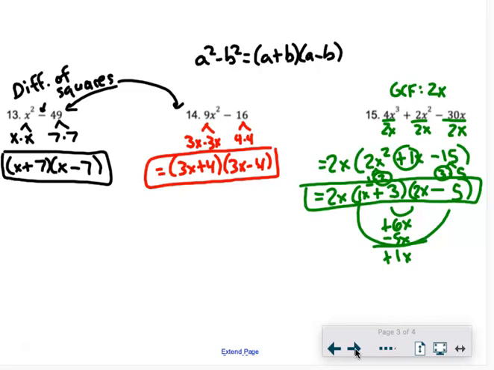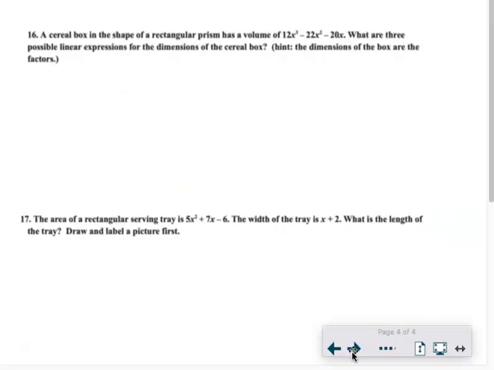All right, and then all that's left are some word problems. However, the word problems are just the same as the non-word problems. All we need to do is factor. So number 16, a cereal box in the shape of a rectangular prism. That just means a 3D box. It's just a box. Has a volume of 12x to the third minus 22x squared minus 20x. It says, what are the 3 possible linear expressions for the dimensions of the box? And then it says, hint, the dimensions of the box are the factors. So what we're really looking for on a problem like this is just the length, the width, and the height. So if we have a box, okay, it's going to look something like this.